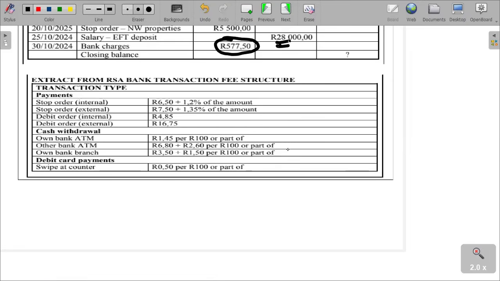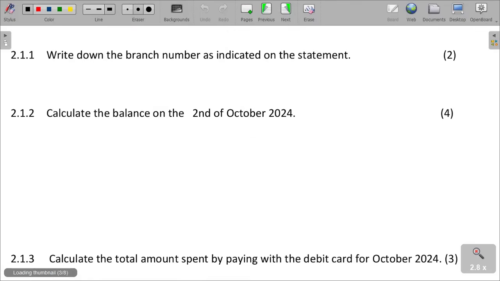So now, this is the extract from the bank transaction fee structure, bank type, the stop order, internal, external, and all these cash withdrawals that are given here. So this is what is given on our extract from the bank transaction fee structure. So we want to answer questions that are coming now.